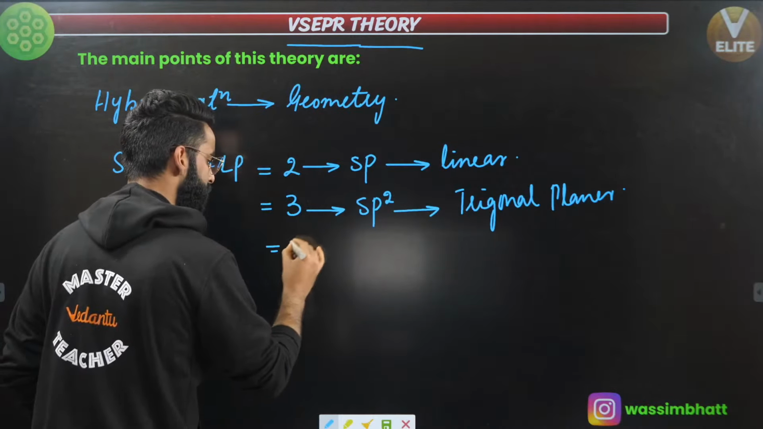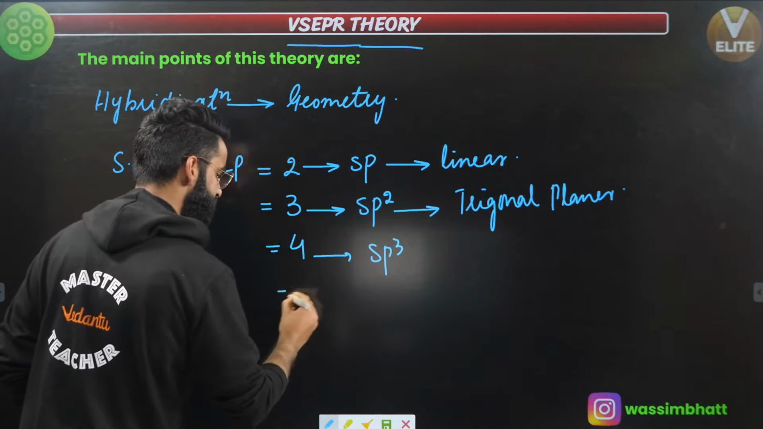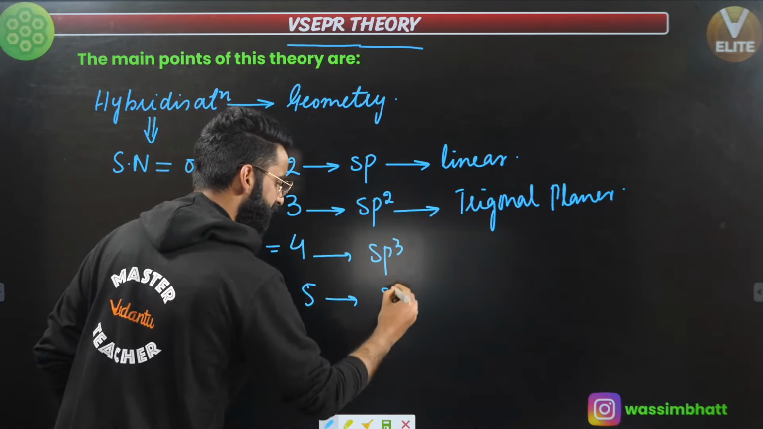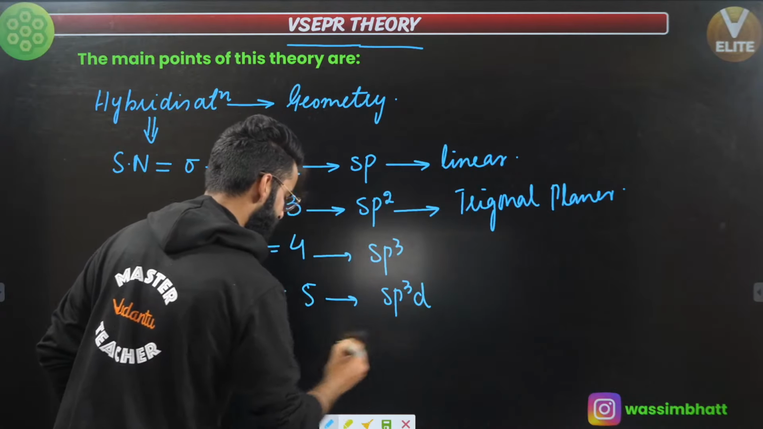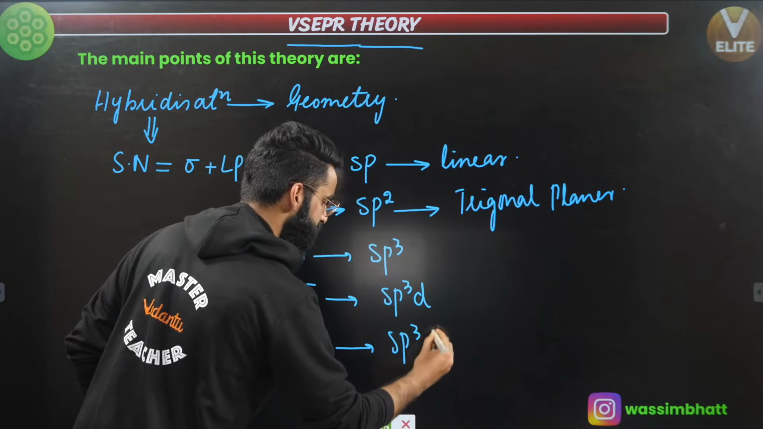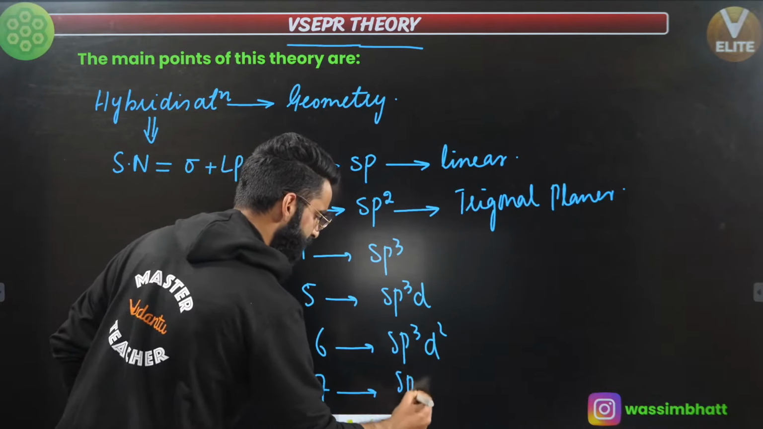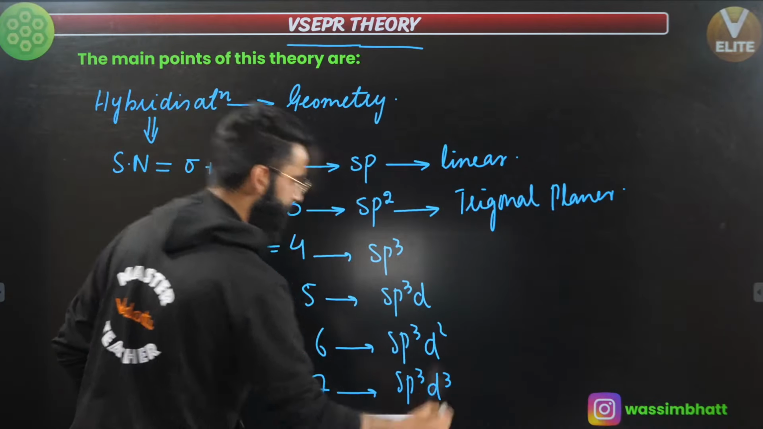And if the steric number comes out to be 4, we say hybridization is sp3. Similarly, if the steric number comes out to be 5, we say the hybridization is sp3d, and if the steric number comes out to be 6, we say the hybridization is sp3d2, and at the end, if the steric number comes out to be 7, we say the hybridization is sp3d3.